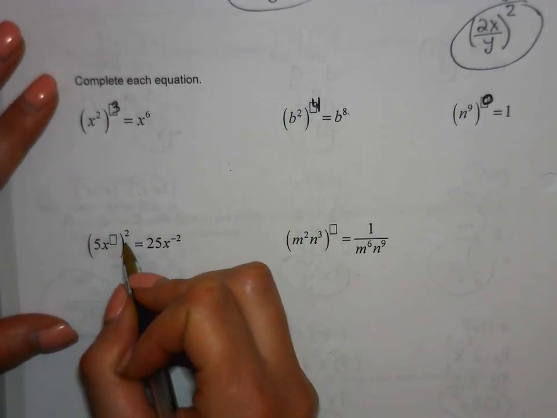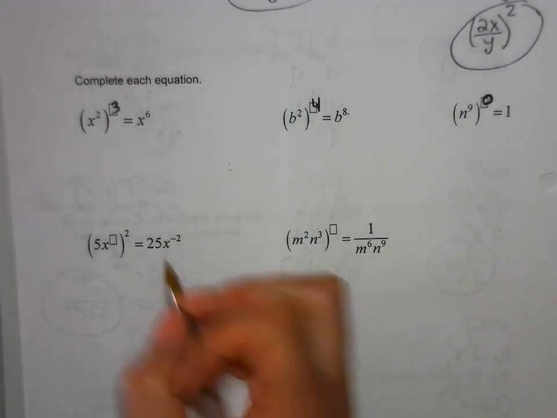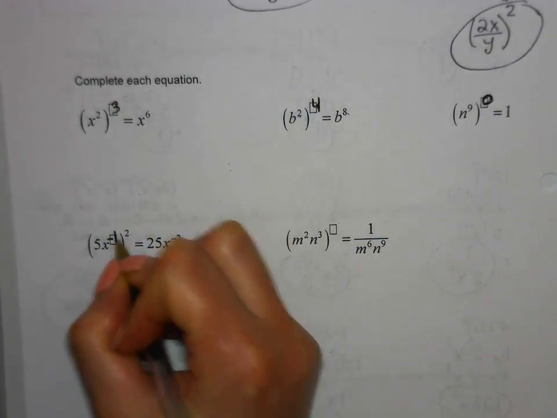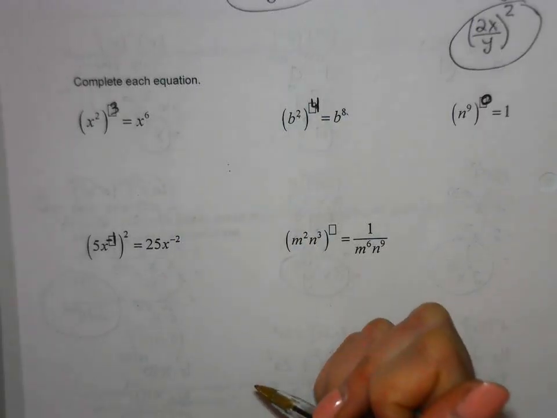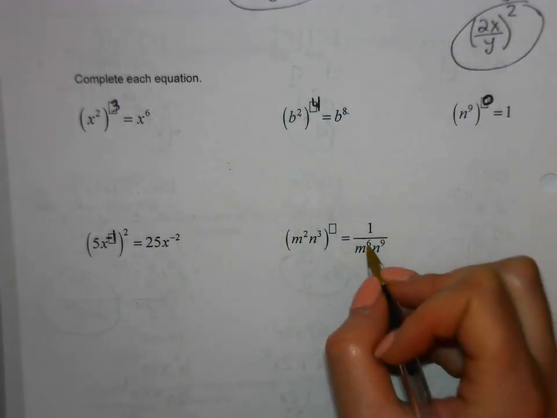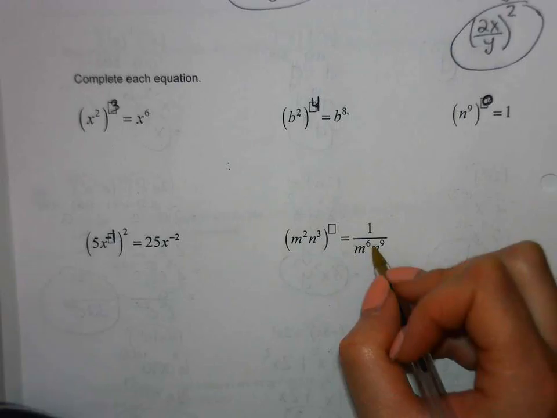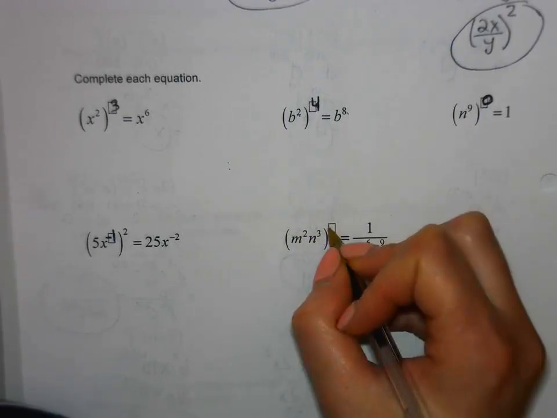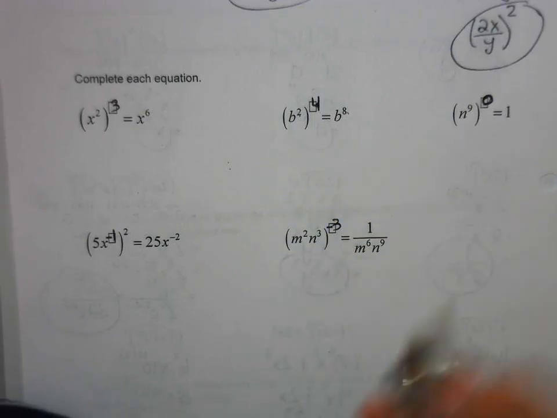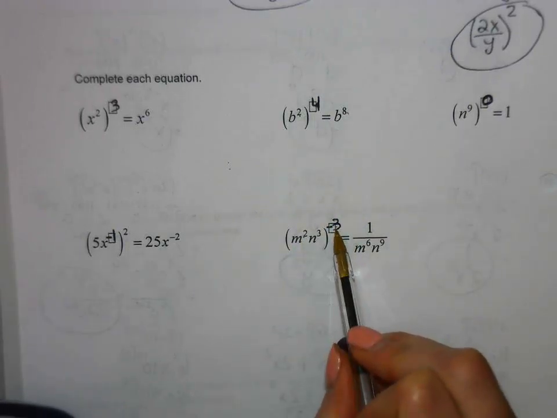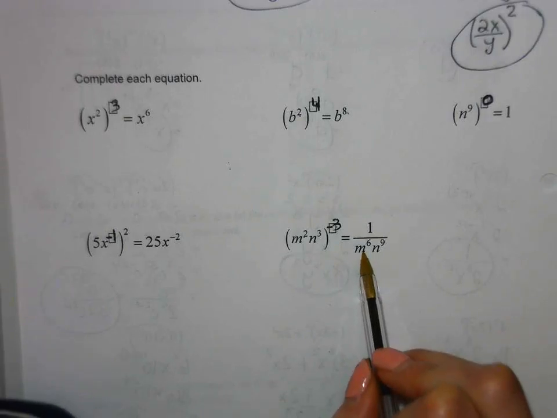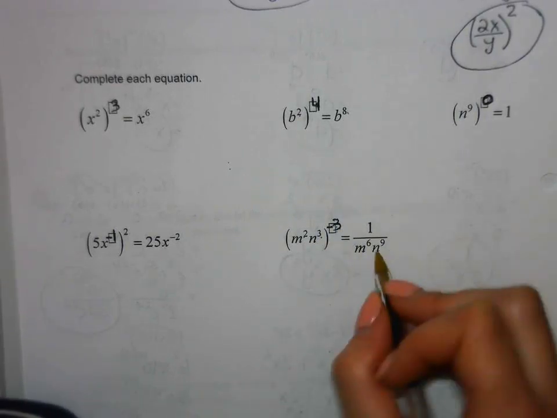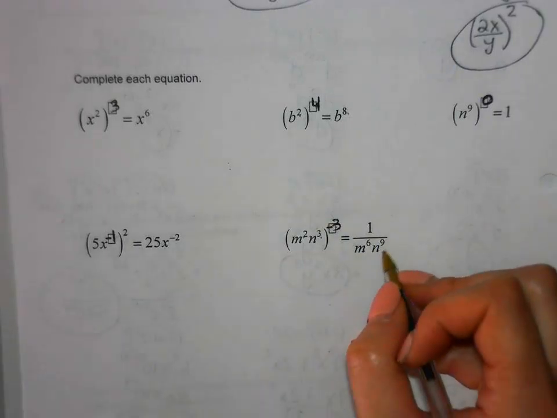Five times x to some power and then squared will equal 25x to the negative 2. So this will need to be a negative 1 because negative 1 times 2 is negative 2. And here, in order for these to end up in the denominator, that means they had to have been negative. So to get a negative 6, you multiply both by 3. 2 times negative 3 is a negative 6. To make it positive and put it in the denominator, 3 times negative 3 is a negative 9. To make it in the denominator, it needs to be a positive.